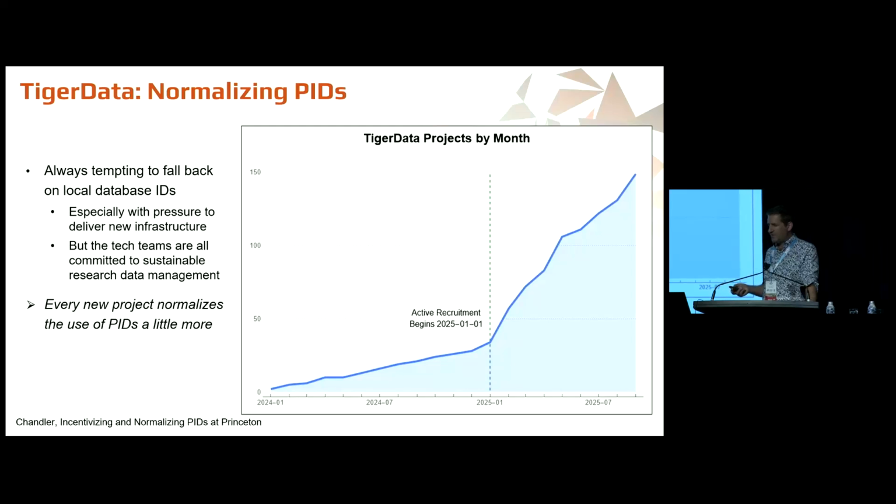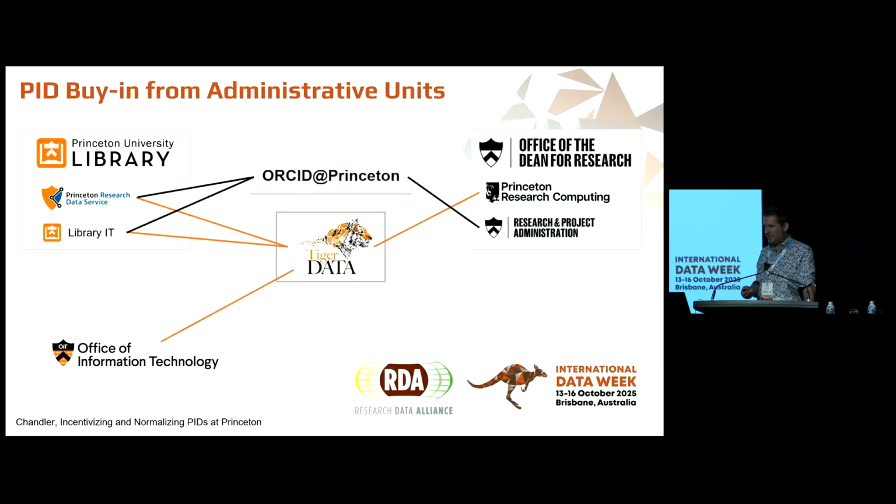As with a lot of new infrastructure, Matt points out, it's easy to fall back on the idea of having local database IDs rather than sticking with global persistent identifiers as the way of doing things. But the technical teams are all committed to sustainable research data management, and there's a significant need for interchange between different systems in the Tiger data ecosystem. It's not obvious to everyone who touches Tiger data why PIDs are so important, but the way they're doing it is trying to, if anything else, help normalize the use of persistent identifiers in the university context, and that seems to be having an effect.